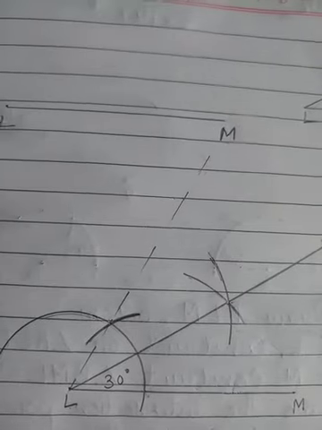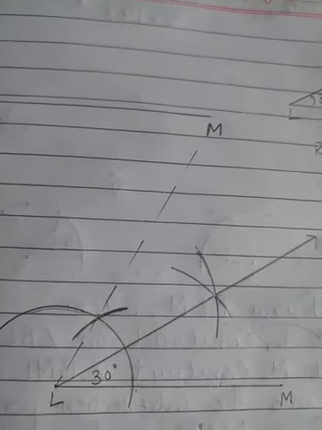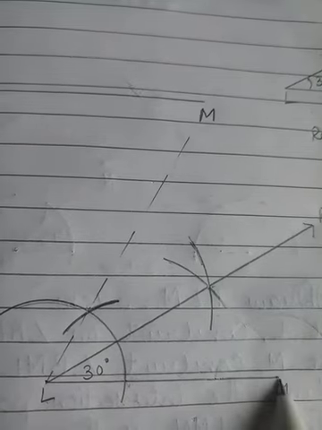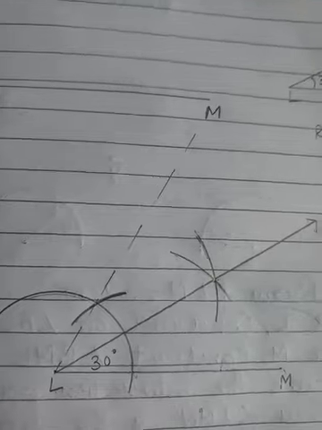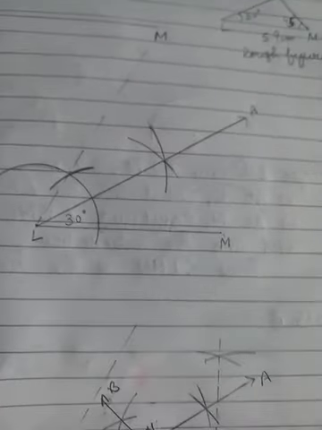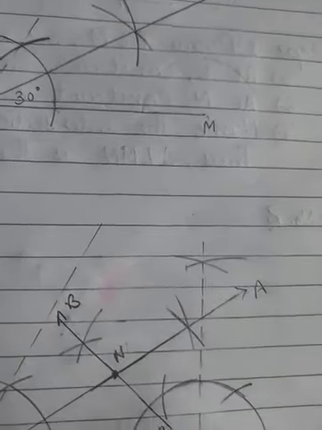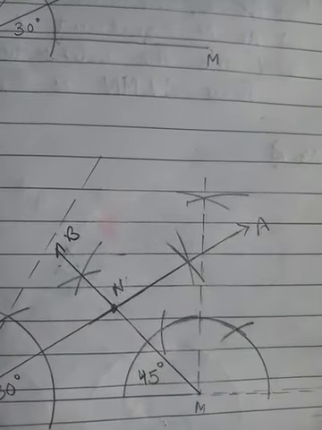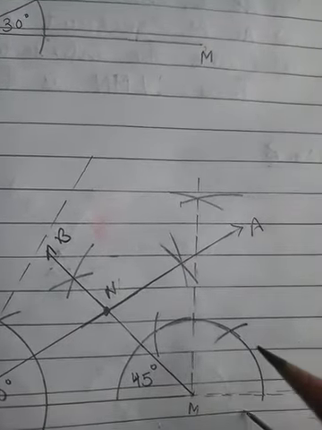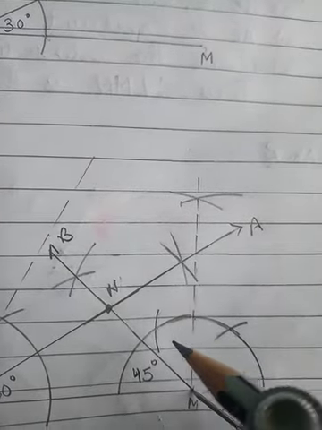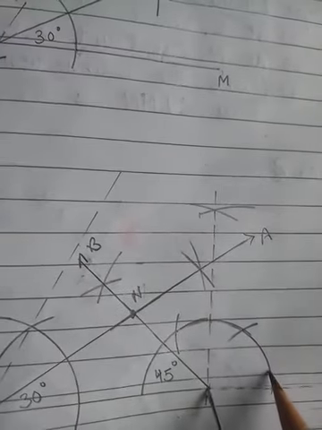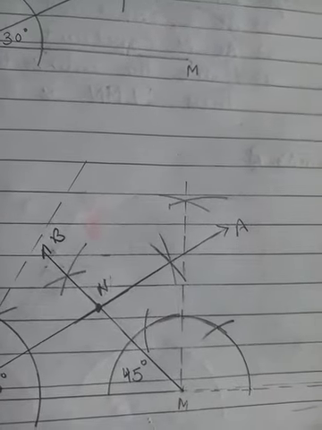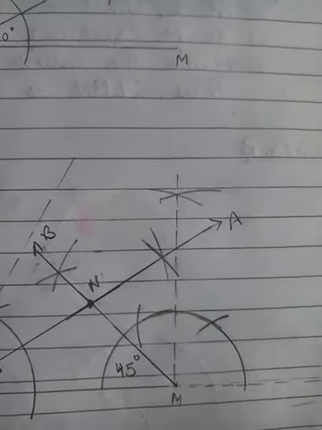Now let's move on to the next thing. We need to construct the angle of 45 degree on M point. For making the 45 degree angle, we need to first construct the angle of 90 degree. So first of all I will draw an arc with any radius on the baseline. After drawing the arc, I will extend the M point a little with the help of a dotted line.